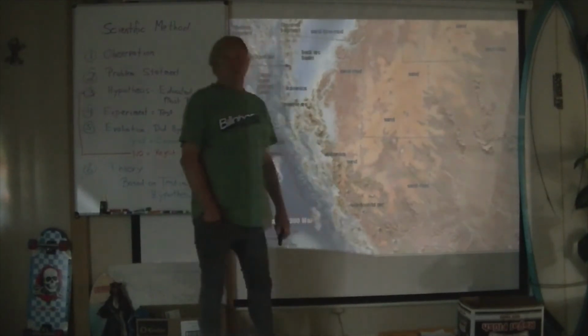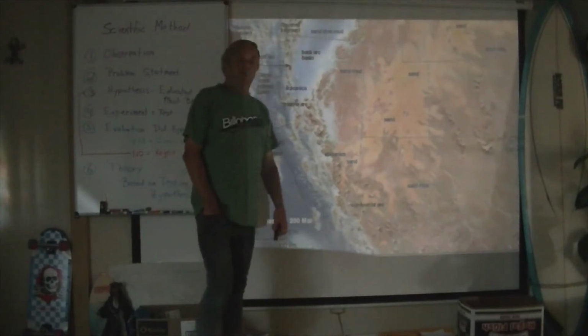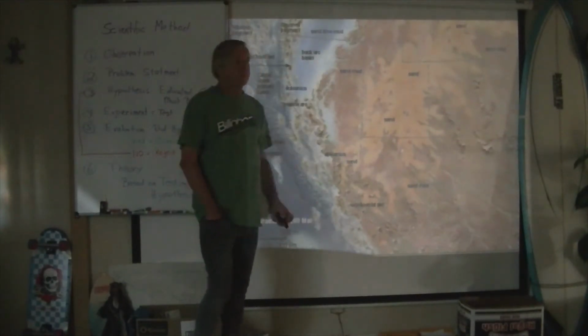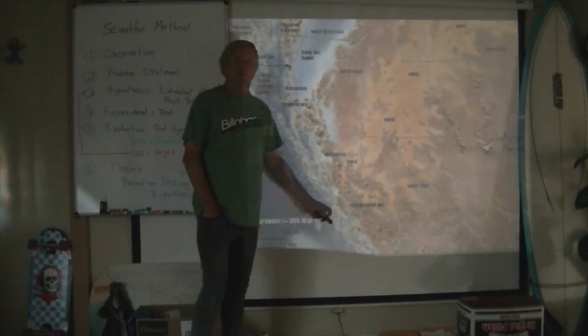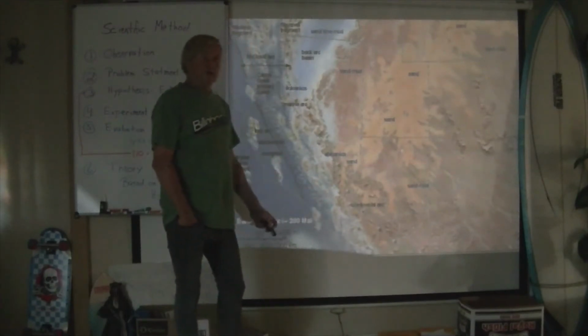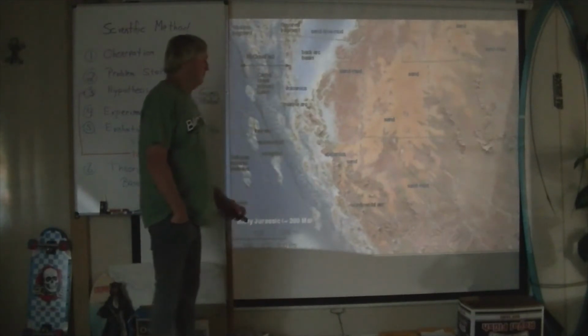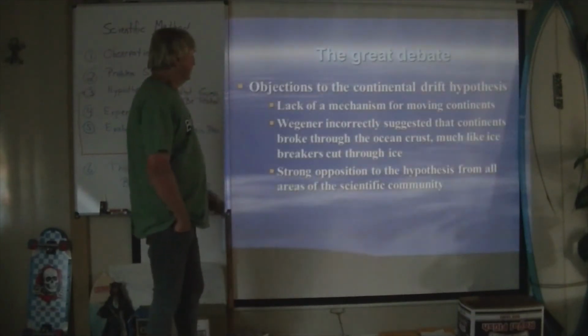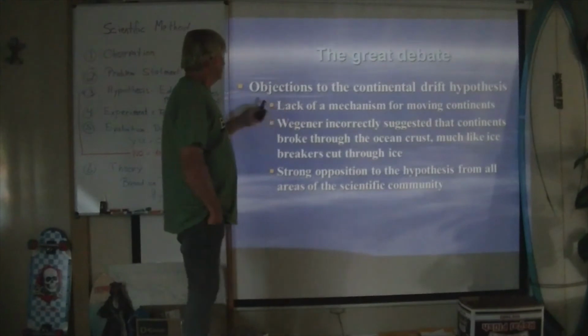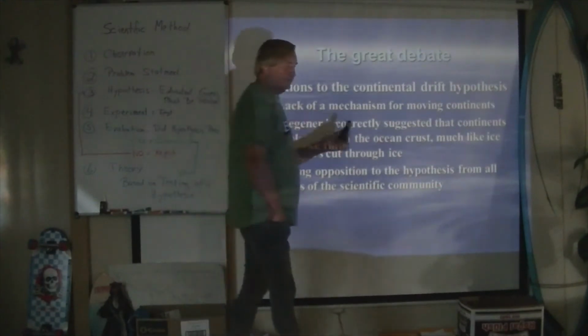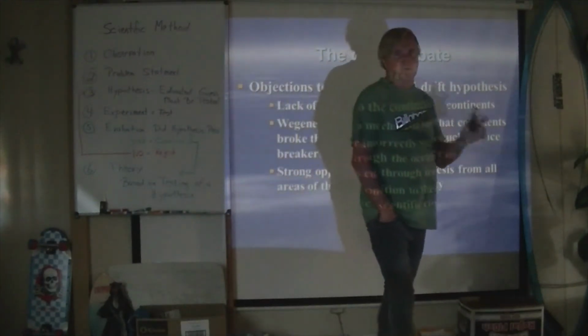They're able to identify rocks and fossils. All of these pieces of evidence help us reconstruct what the Earth was like during the Mesozoic and 510 million years ago during the Paleozoic. So the great debate, objections to the continental drift hypothesis, was simply that Wegener could not explain how the plates moved.